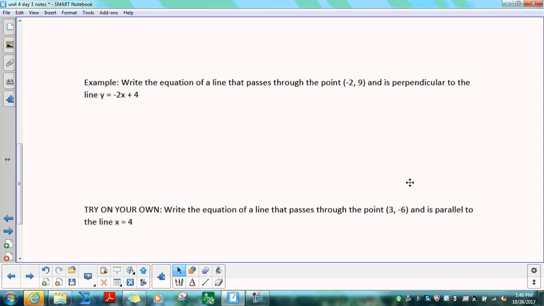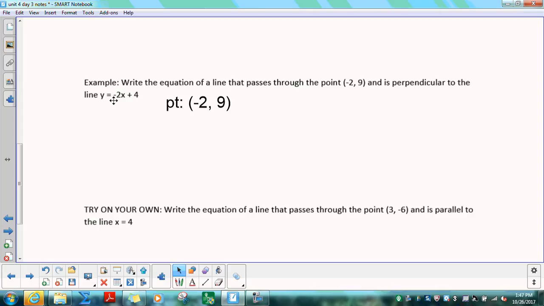So we have to write an equation of a line that passes through a point. So they give us a point, and they tell us it's perpendicular to the line y equals -2x plus 4. So they didn't give us a slope, and they didn't give us 2 ordered pairs to find the slope. They did give us one point, and then they told us another line that's perpendicular. Well, think about, what do we know about perpendicular lines and their slopes? They're opposite reciprocals. Okay? So, we know we have this point, -2, 9.